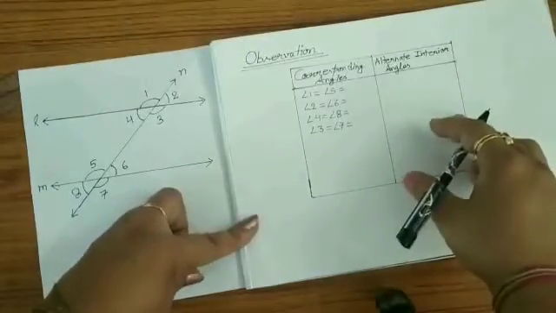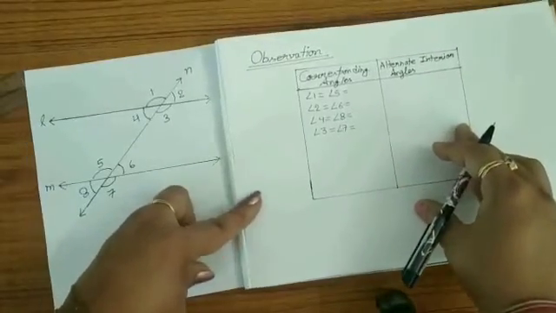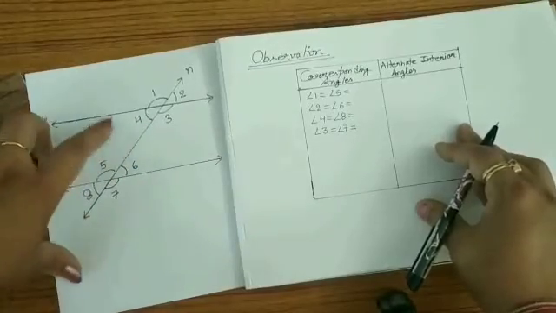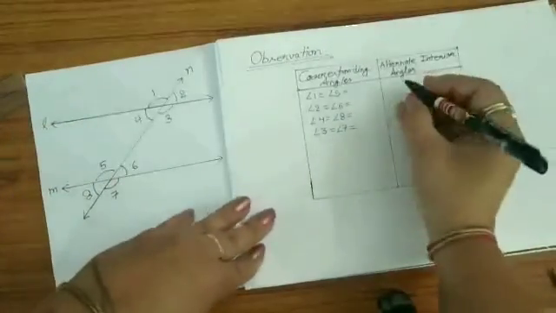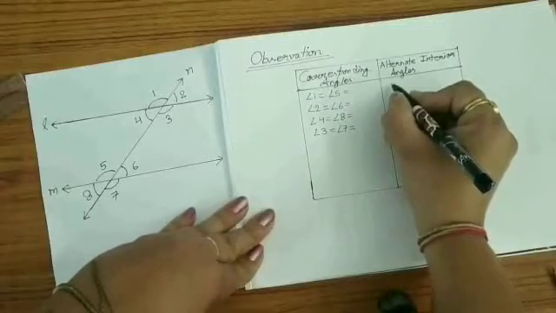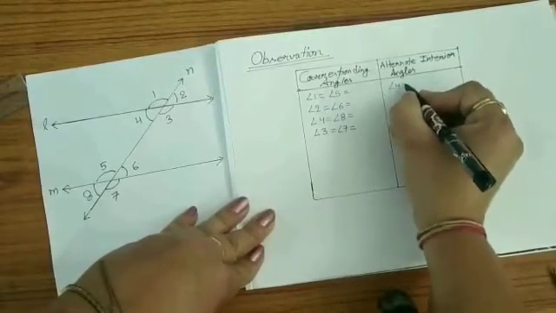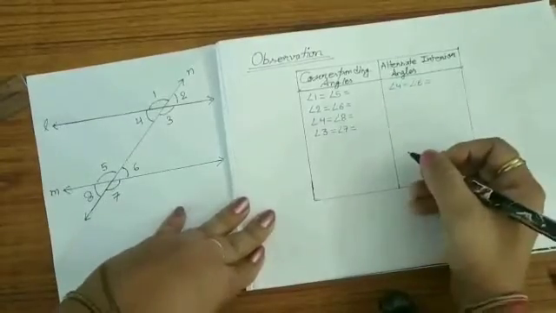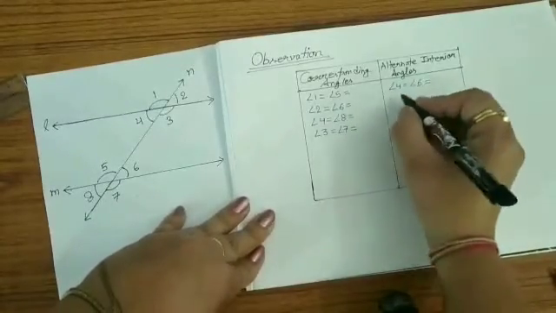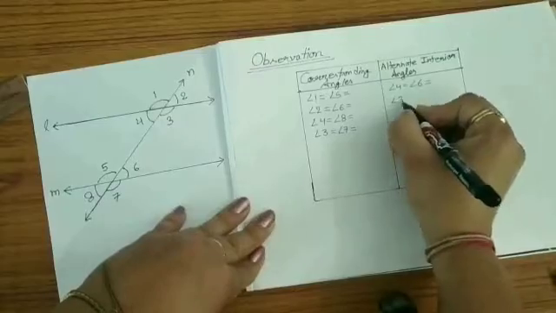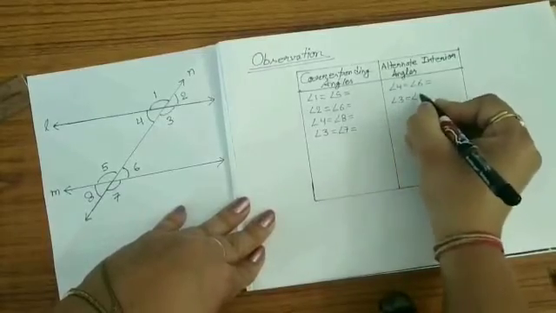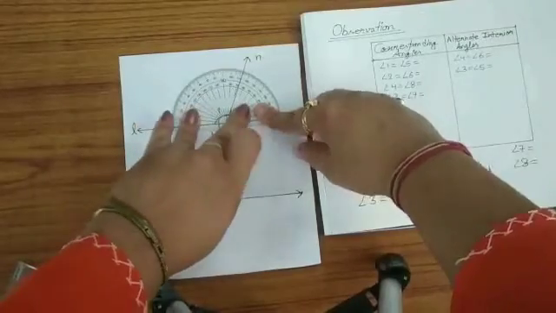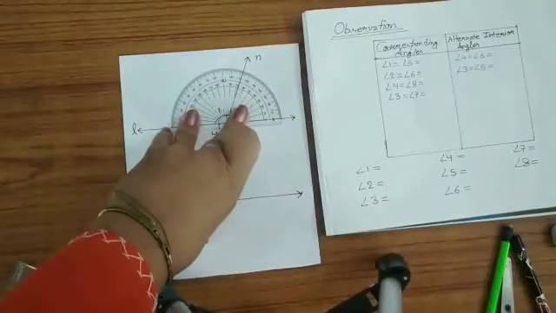And here alternate interior angles will come. So you can see what the interior angles are. 4, 3, 5, 6 are the interior angles, and what are the alternate interior angles? So we can see here angle 4 equals angle 6. These are your alternate interior angles. Their measurement we will also measure. And angle 3 equals angle 5. So now students, with the help of a protractor we will measure all these angles. So see students, what is the angle here?